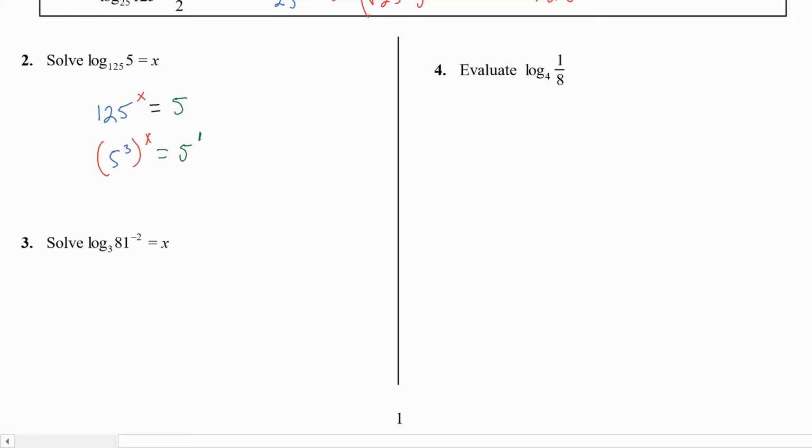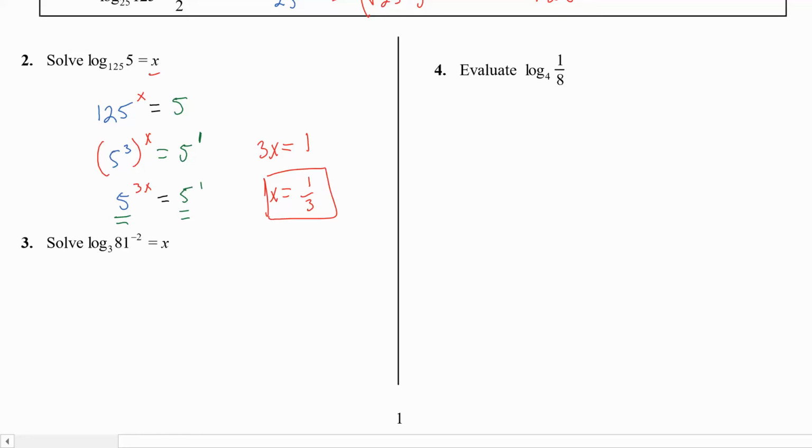I guess we could put a 1 there to help emphasize that. All right, now we're going to go ahead and simplify that. So 5 to the 3x equals 5 to the first. And again, once the bases are the same, the exponents have to be equal to each other. So 3x has to be 1. So if we divide both sides by 3, the exponent is 1/3. And since the problem has an x in it, we're going to say x is 1/3.